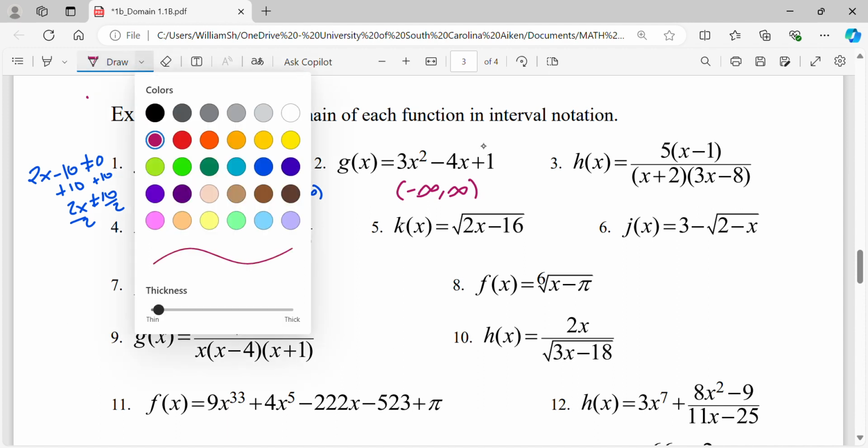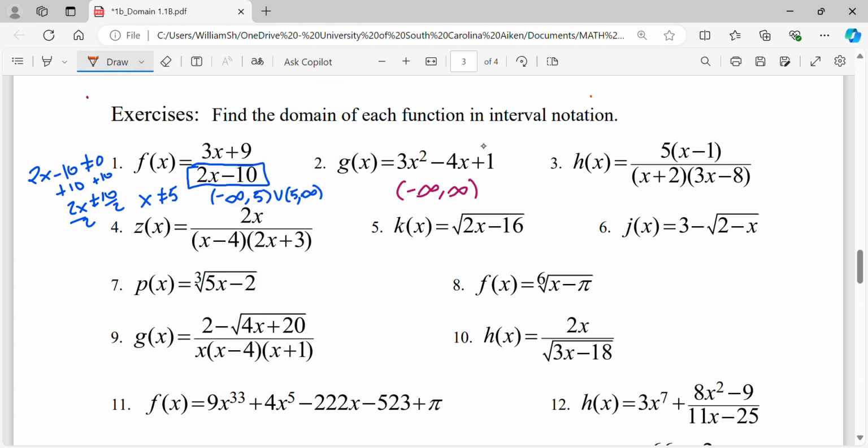Number 3 says h of x equals 5 times x minus 1 divided by x plus 2 times 3x minus 8. Now here, we don't want this denominator to be equal to 0, so we need to set this piece not equal to 0. That means that x plus 2 cannot be equal to 0, neither can 3x minus 8 be equal to 0. This means that x cannot be equal to negative 2, and x cannot be equal to 8/3.